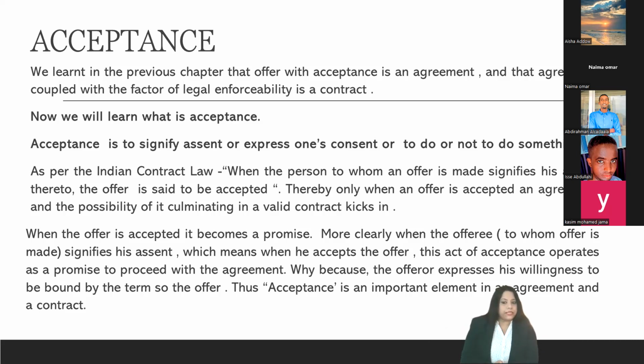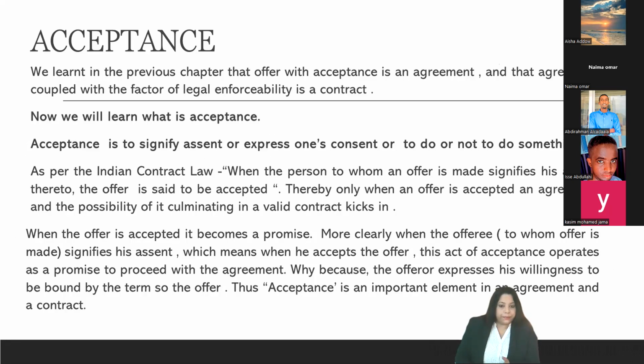Thus, acceptance is an important element in an agreement and a contract. Therefore, a party should signify their assent or express their consent. Now, what is a valid assent? What is a valid consent? We will see later. Who can give a consent? We'll see later. But what is acceptance? It is to signify their assent. Only when the party accepts the offer is there a possibility of an agreement and the probability of a future contract.